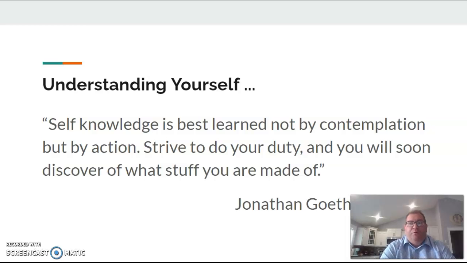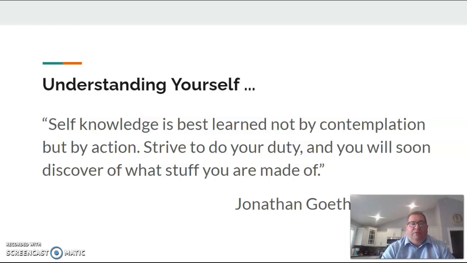Obviously, to move through this personal mastery piece, we have to reflect on who we are. We spent a great deal in this course talking about understanding oneself. Johann Goethe speaks about this when he says self-knowledge is best learned not by contemplation, but by action. We have to find a way to create action in our lives, to strive to do what is expected of us, to seek opportunities in order to discover exactly who we are and what we're made of.